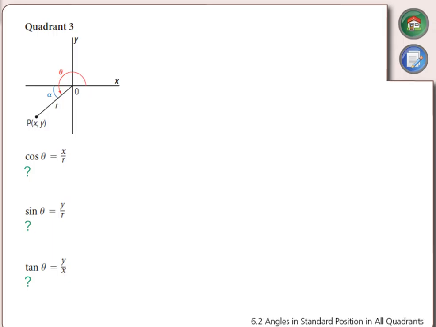Now we get to quadrant 3. Again, I'm going to change it up here. I'm going to put negative x and negative y. So when we do our cosine, we've got negative x over positive r. R is the radius of the circle. R is always positive. Sine, negative y over r. That one's negative. That one's negative.